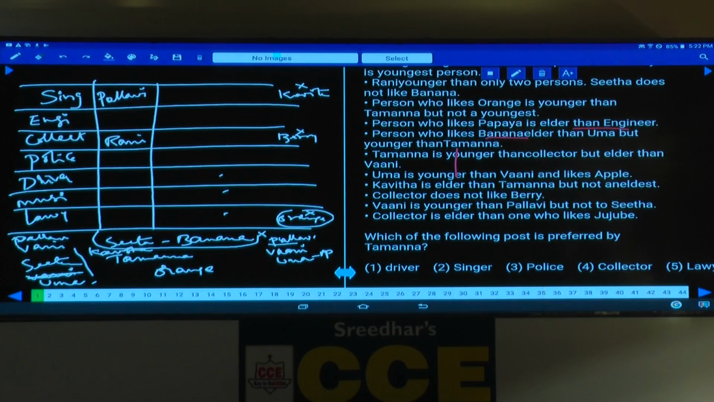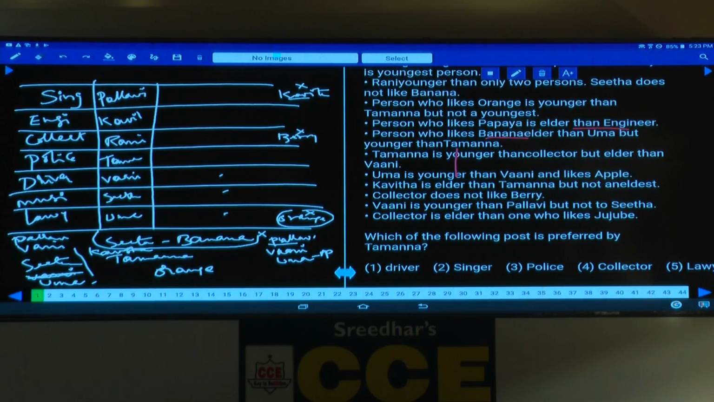Hence if Pallavi is here, Kavita cannot be at this place. As Kavita cannot be at this place, where can we fix this one? Can we fix this Kavita at this place or not? Now if Kavita is here, who are the remaining persons? Pallavi done, and Vani, Sita, and this one. And Tamanna is more than the person who likes orange. If you take Tamanna at this place, then who are the remaining three persons here? Vani, isn't it? And next one, after this Vani, is Sita, and this is Uma.